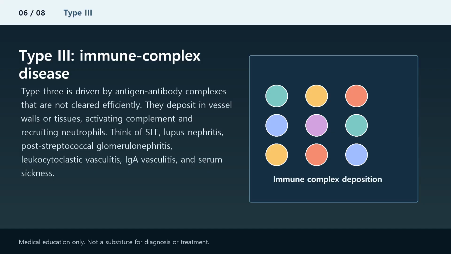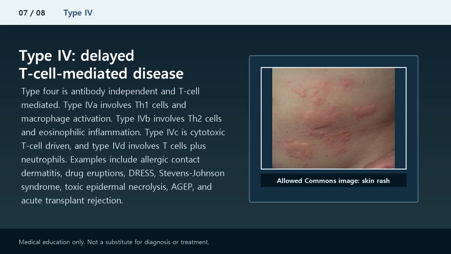Type 3 is driven by antigen-antibody complexes that are not cleared efficiently. They deposit in vessel walls or tissues, activating complement and recruiting neutrophils. Think of SLE, lupus nephritis, post-streptococcal glomerulonephritis, leukocytoclastic vasculitis, IgA vasculitis, and serum sickness.